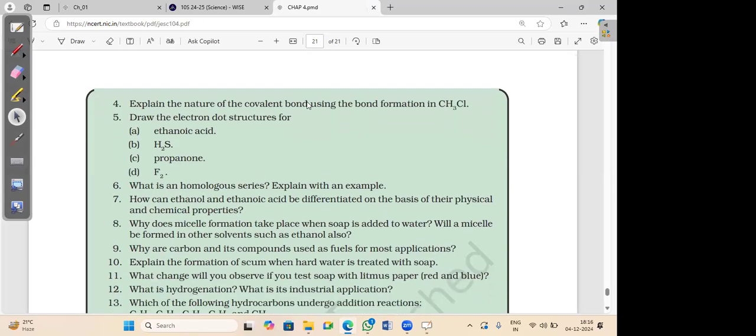So we were here drawing the electron dot structures for ethanoic acid, H2S, propanol, and F2. Is there anyone who is finding anything difficult in them? In the last class, we had drawn the structure of ethanoic acid and we had to draw the structure of H2S, hydrogen sulfide.